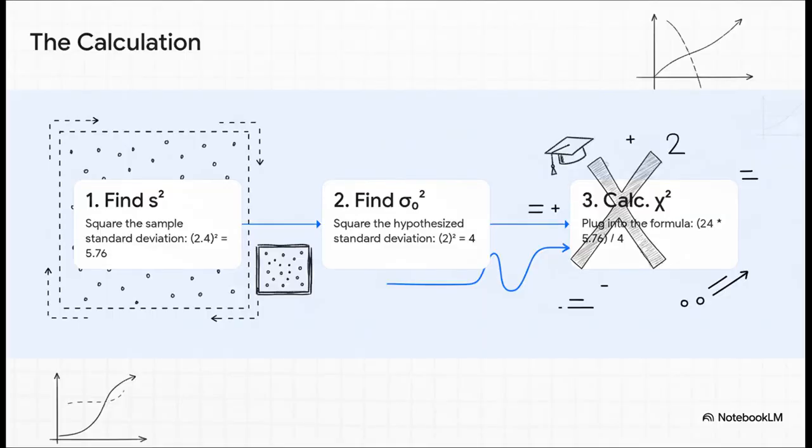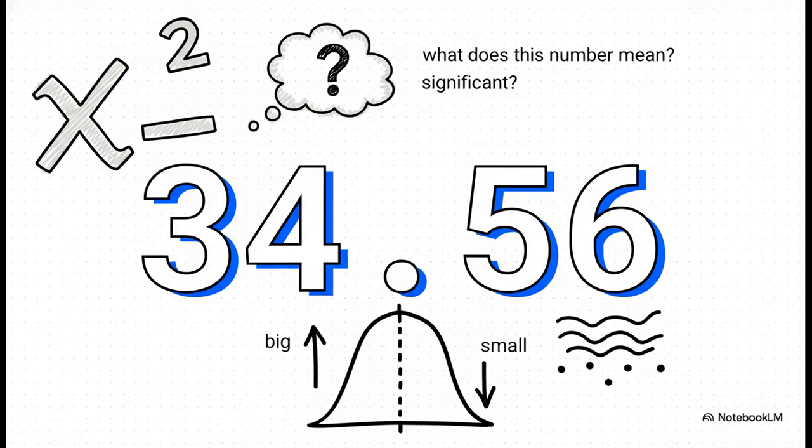So let's plug and chug. First, we need variance, not standard deviation, so we square our sample standard deviation. 2.4 squared is 5.76. Next, we square the company's claim. 2 squared is 4. Perfect. Now we just pop it all into the formula. That's 24 degrees of freedom times our sample variance of 5.76, all divided by the claimed variance of 4. And we get a chi-square test statistic of 34.56.